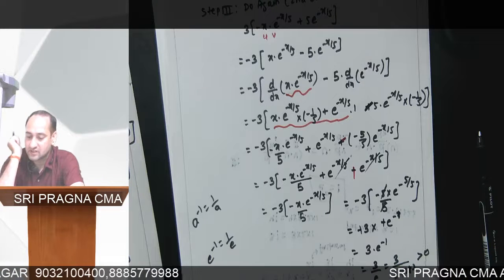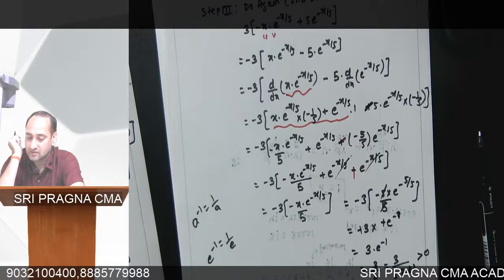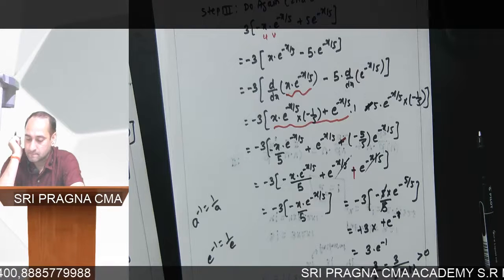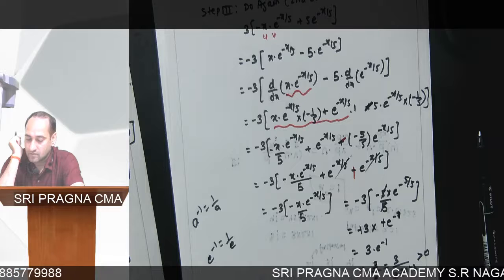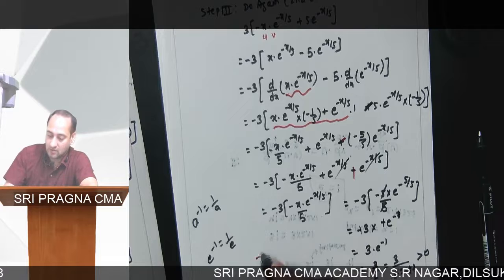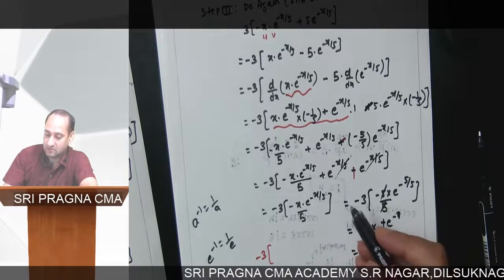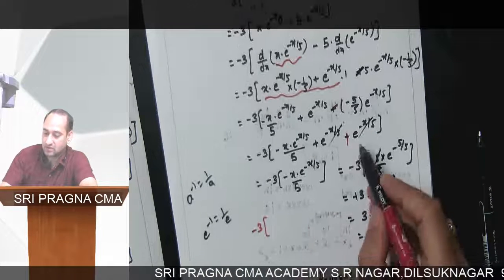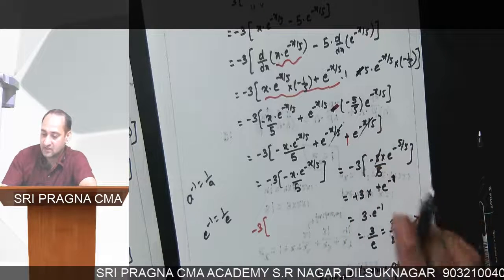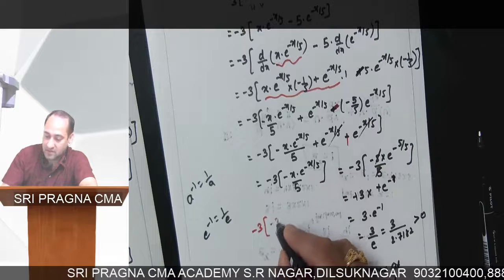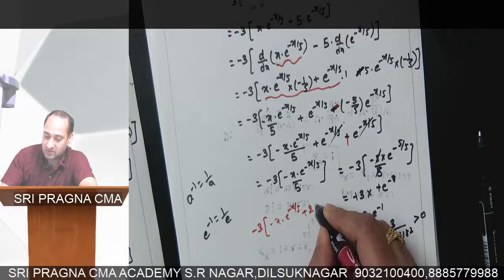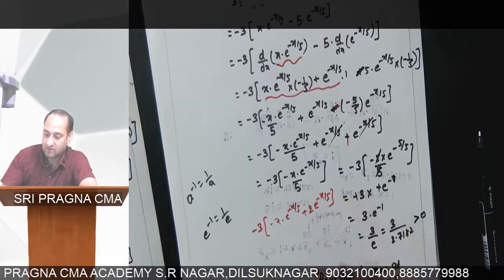Let me check it once again. Okay, so let me write. Okay, so let me check this one. Okay, up to this level is okay. This is minus, and minus minus this is going to become plus. Okay, so let me write minus x e to the power minus x by 5 plus 2 e to the power minus x by 5, right?